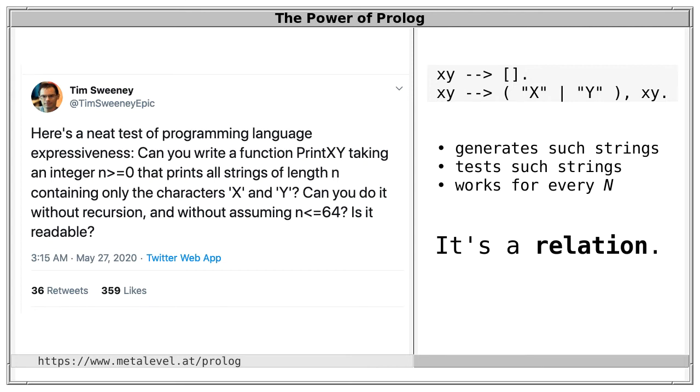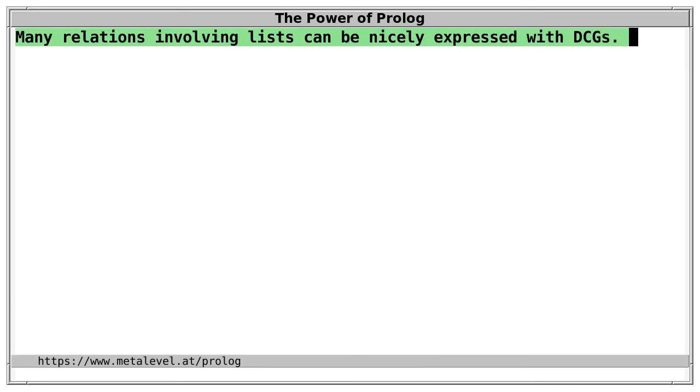That's much more versatile than just printing. So this is an example where DCGs come in handy. And many tasks can be nicely expressed with this mechanism, especially when reasoning about lists. And a few basic building blocks often come in handy.